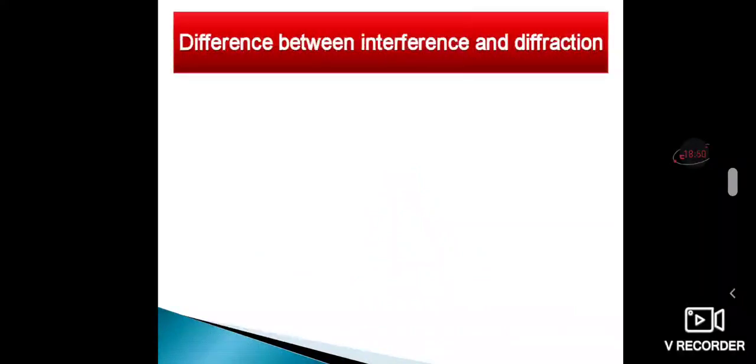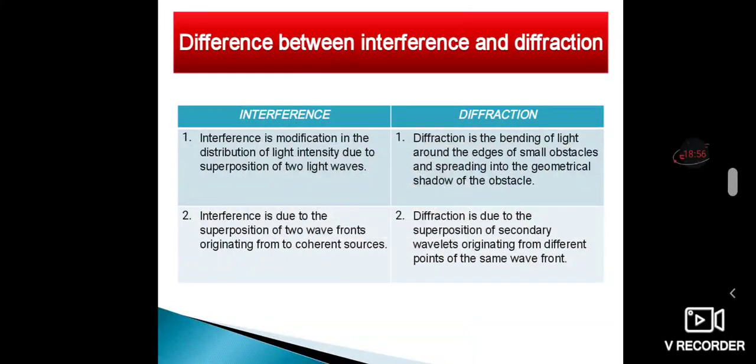Next, we will discuss what is the difference between interference and diffraction. In the first point, interference is the modification in the distribution of light energy or light intensity due to the superposition of two light waves. But diffraction is the bending of light around the edges of the obstacle and spreading into the geometrical shadow of the obstacle.